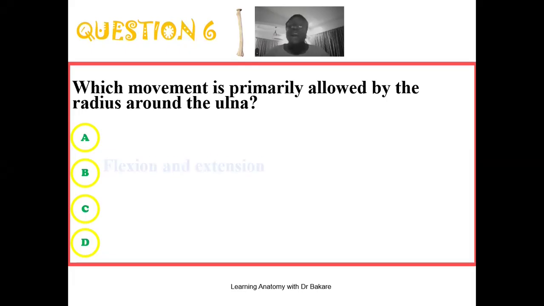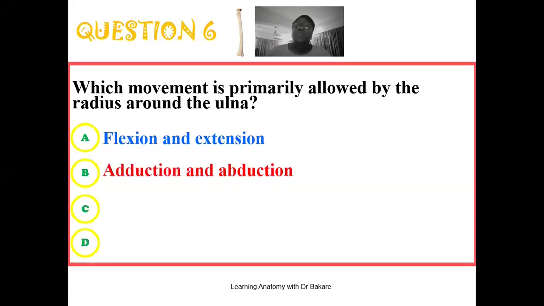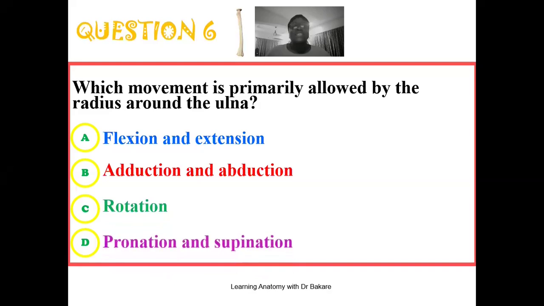Now let's move to the sixth question, and this reads that which movement is primarily allowed by the radius around the ulna? Is it flexion and extension? Is it adduction and abduction? Is it rotation? Or is it pronation and supination? The correct answer here is pronation and supination. These two bones are seen to exert this mode of movement around each other.